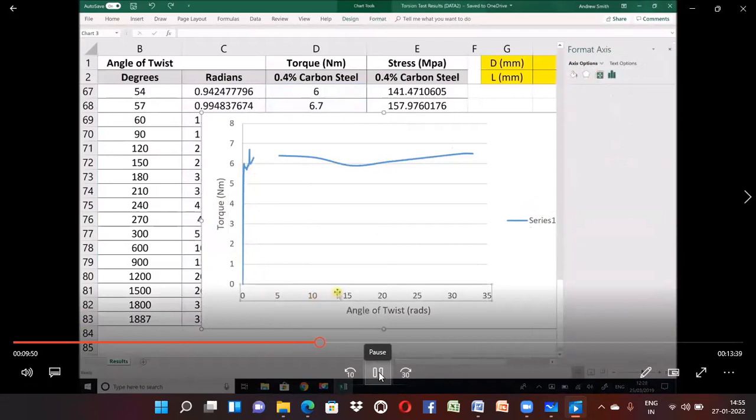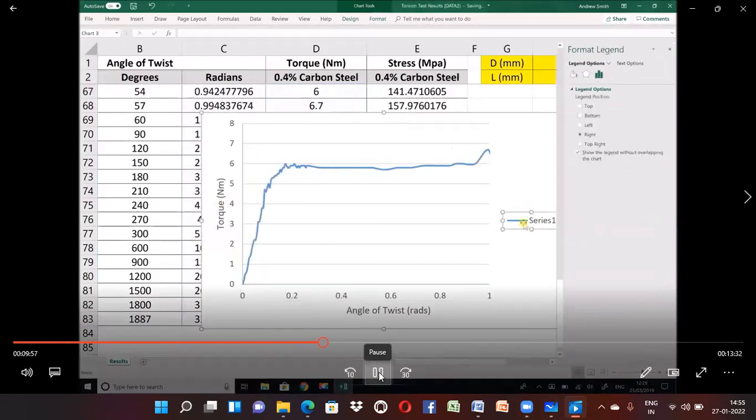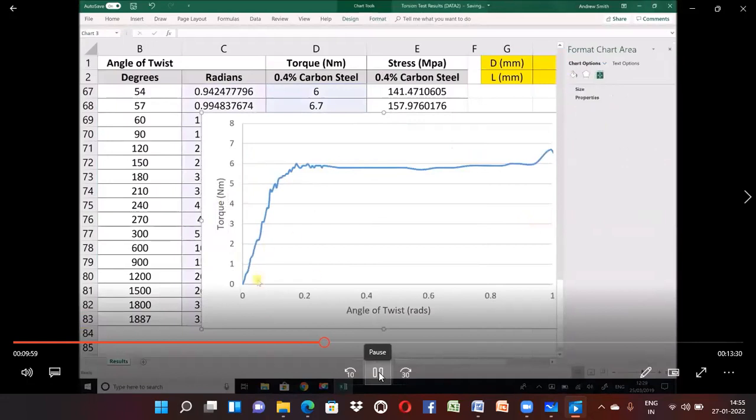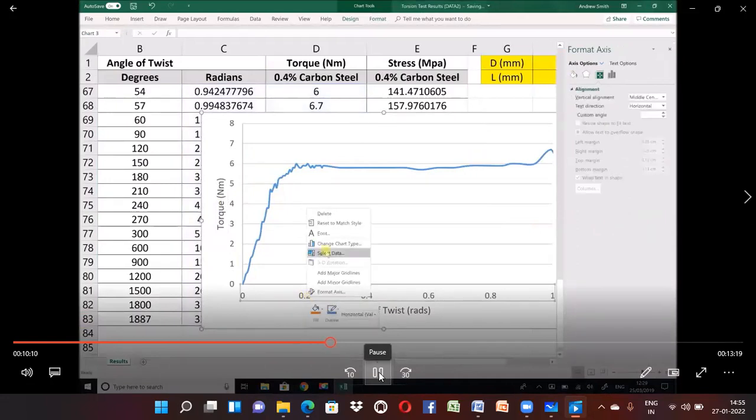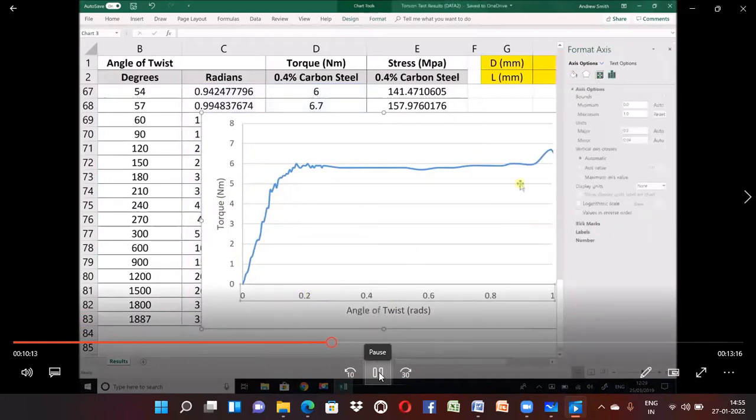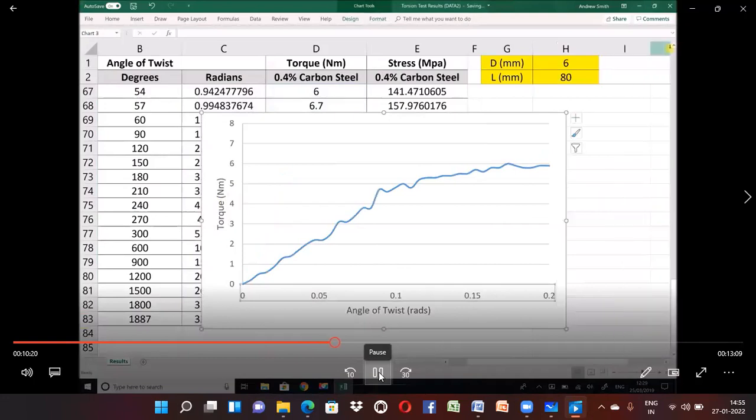We have right-click, Format Axis, and let's set the maximum value on that axis to 1. Okay, so as we inspect this further, we can actually see that all of the elastic deformation is complete within the first 0.2 radians of twist. So let's modify that further, and we'll set that at 0.2. Okay, so our graph looks a lot different now.